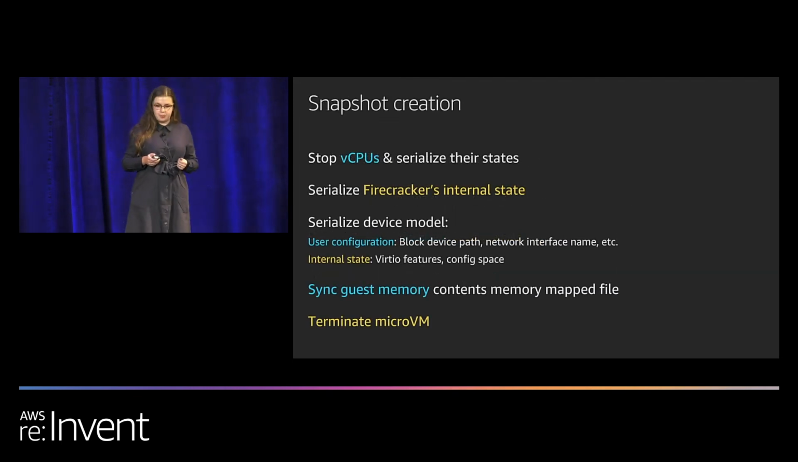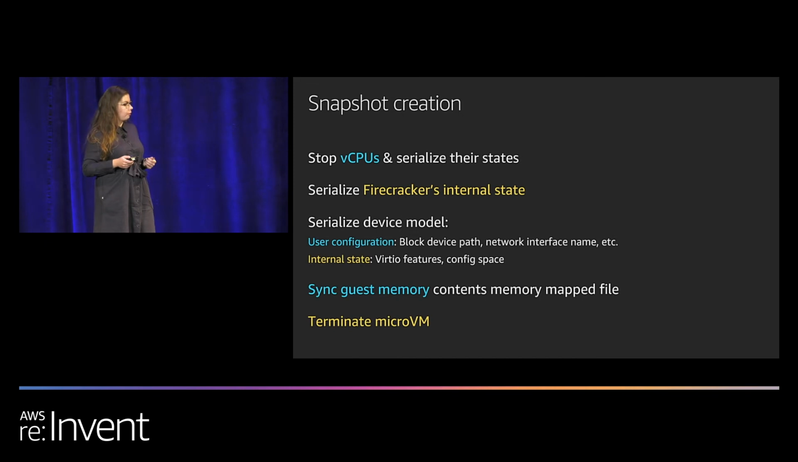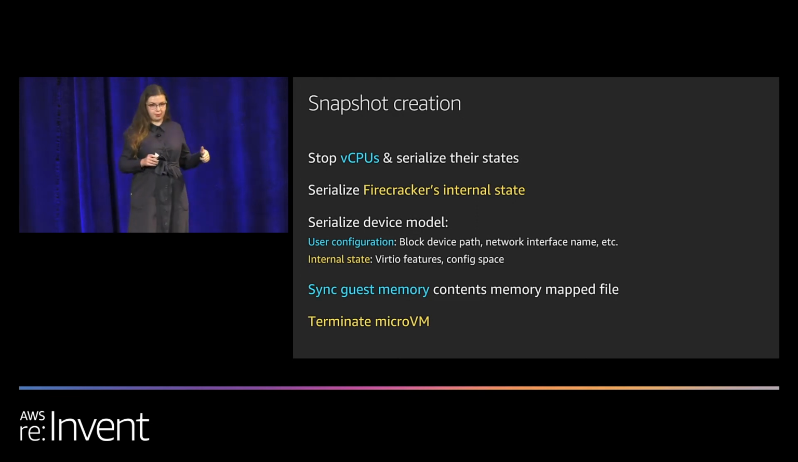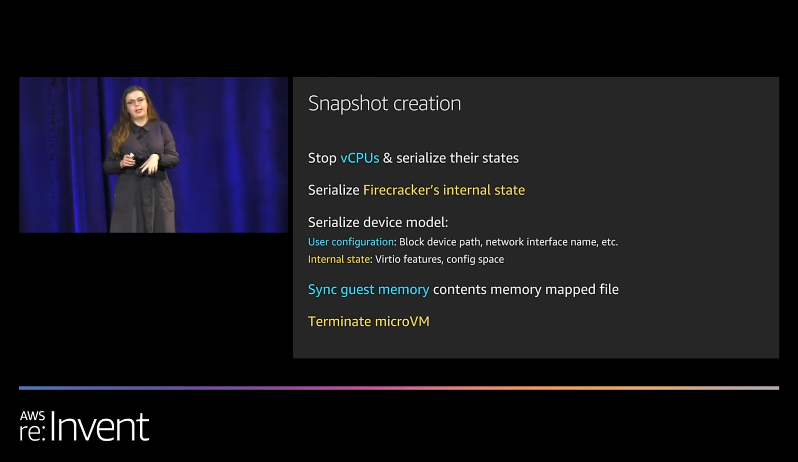Now let's look at the steps of creating a snapshot. First things first, stop the VM from running. You need to freeze the vCPUs before starting the save state, because otherwise the VM is going to continue running and alter that state inside the guest while you're saving it, and you're going to get an inconsistent state in your snapshot. So pause vCPUs first.